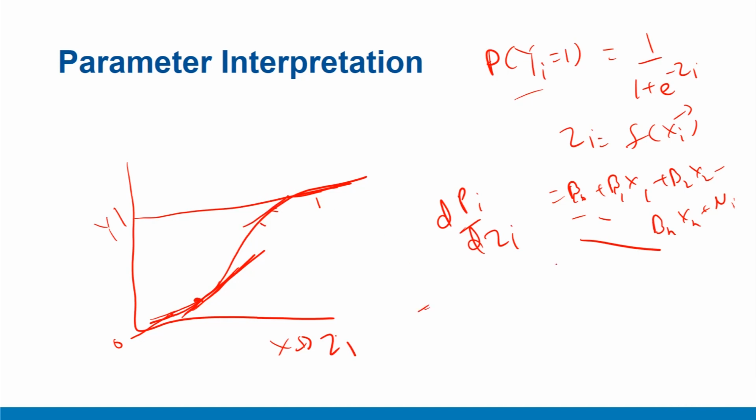So let's say you want to compute the impact of a particular variable x2i on zi. The most appropriate way to find that impact is the differential with respect to that particular variable, and this is what we call the marginal effect.